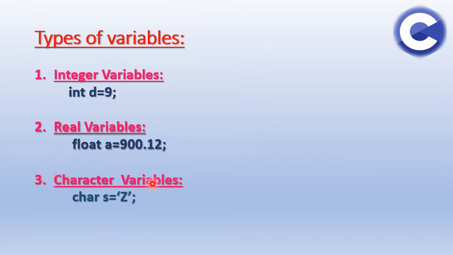Then, in your third, character variable, just look: char is your data type, and s is your variable which is storing data of character type. And the most important thing is, when you are keeping a character as your data, a single quote is very important. You always need to put single quotes on your character data.